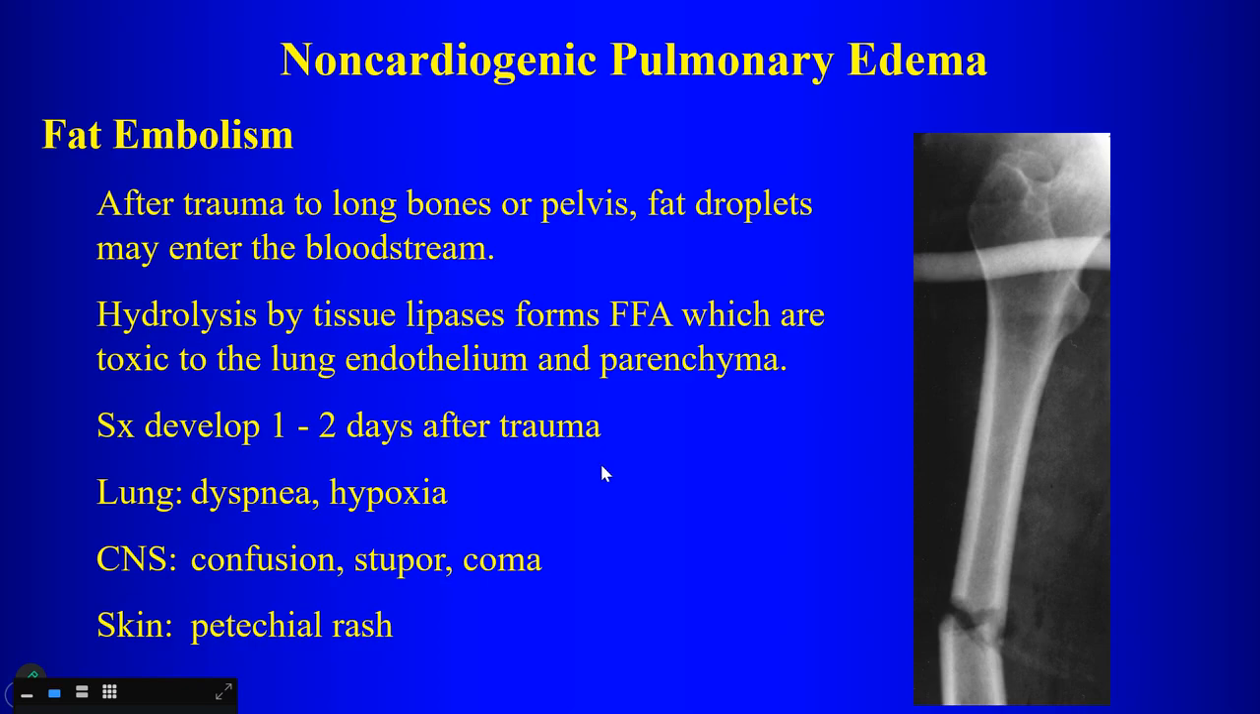Symptoms develop 1 to 2 days after trauma. So the triad: lung findings, CNS findings like confusion and stupor, and a petechial rash. So that's fat embolism syndrome. It's not uncommon to receive a CT request for PE to rule out fat embolism syndrome. Can you diagnose it on a CT scan?